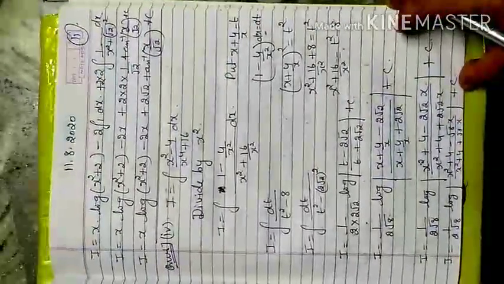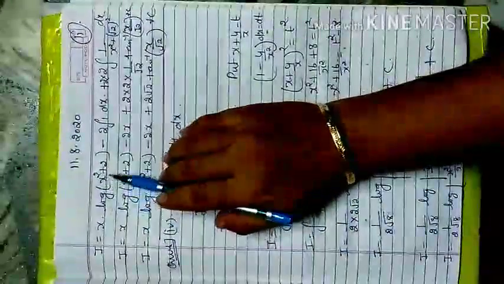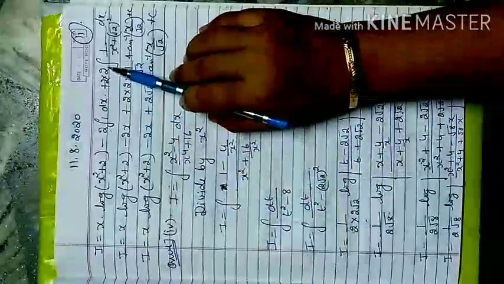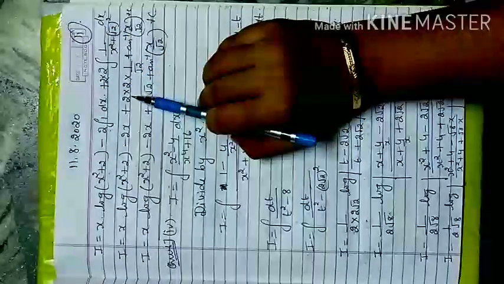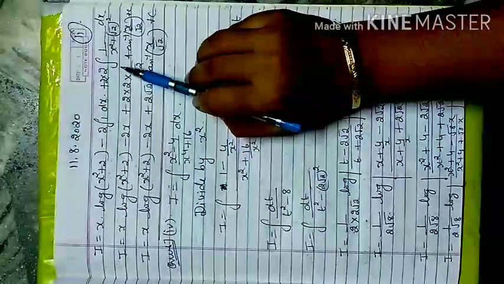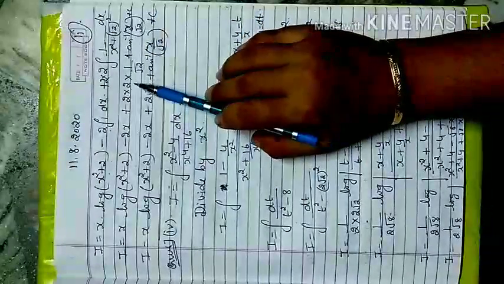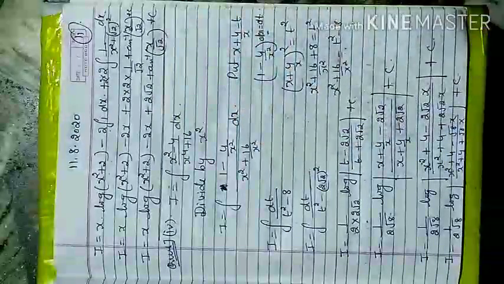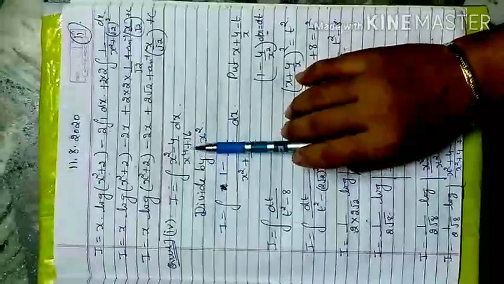We continue with our answer; don't leave it in between the question, keep it as it is till the end of the question. So x log x square plus 2 minus 2 integration 1, integration of 1 is x, and here 2 is outside, 1 upon x square plus root 2 square. So this is 2 into 2, 4 into 1 by root 2 tan inverse x by root 2. So root 2 is cancelled with root 2, and 2 root 2 tan inverse x by root 2 is left.